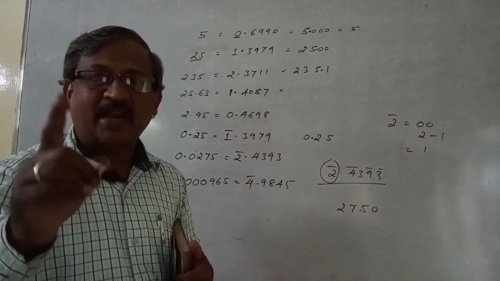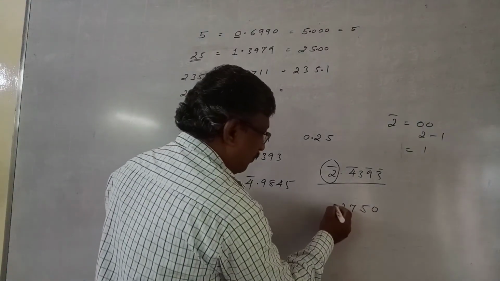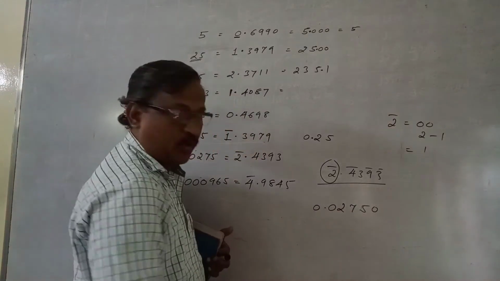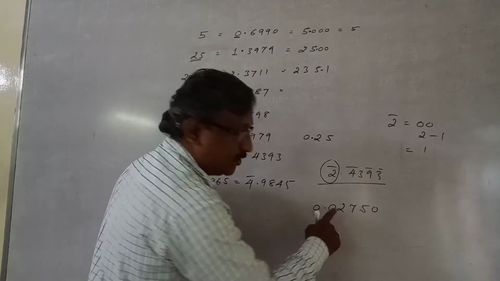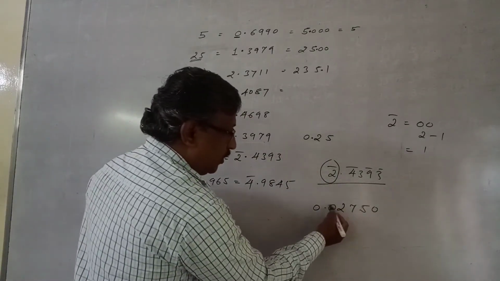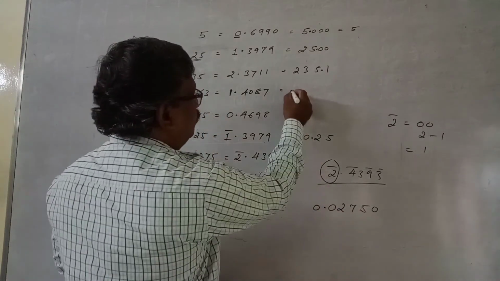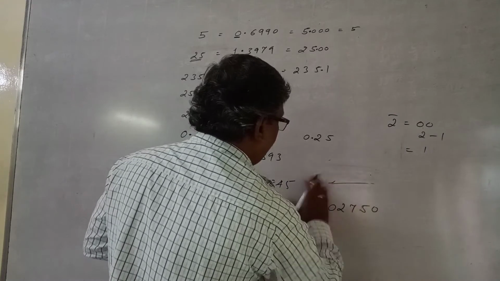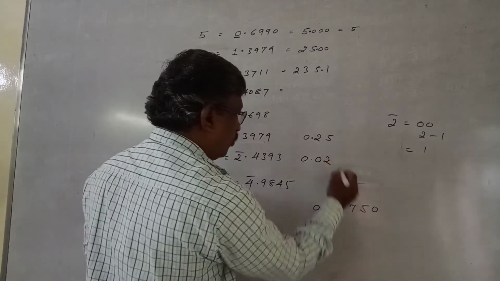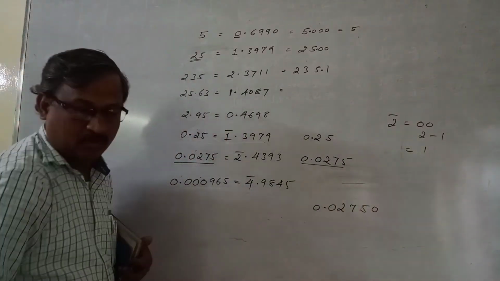So what does it mean? There has to be 1 zero after the decimal point. So before the digits you have to put 1 zero and then place the decimal point. After this decimal point there has to be 1 zero, right? So it comes to 0 point 0275, like this. So you have got this number, right?